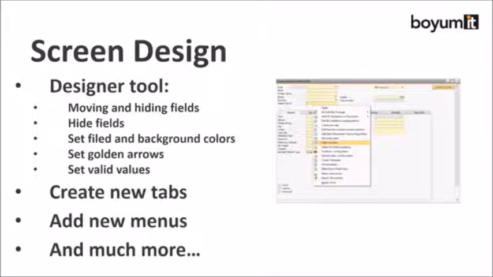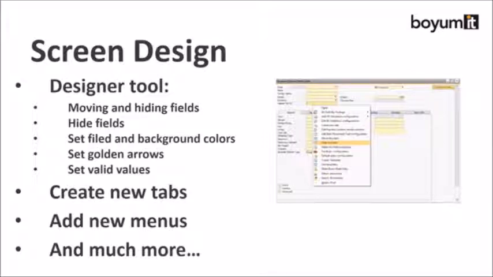Let's talk first about the screen redesign. We have a designer tool. We can move and hide fields. We can add user-defined fields into the main screen. We can change the color of specific fields or specific labels. We can create a custom golden arrow and, of course, create valid values.